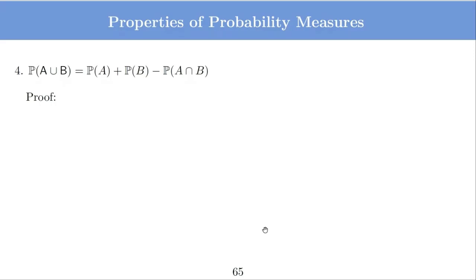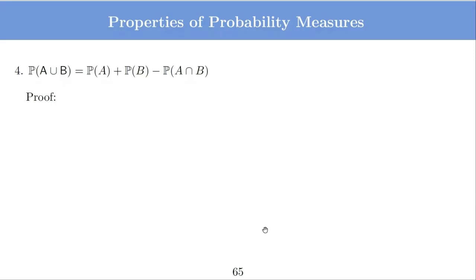So probability of the empty set would be 0. So this will give you the same result that probability of A union B for two disjoint sets is equal to probability of A plus probability of B. But here we have a general result where A and B need not be disjoint. So how do I prove it?